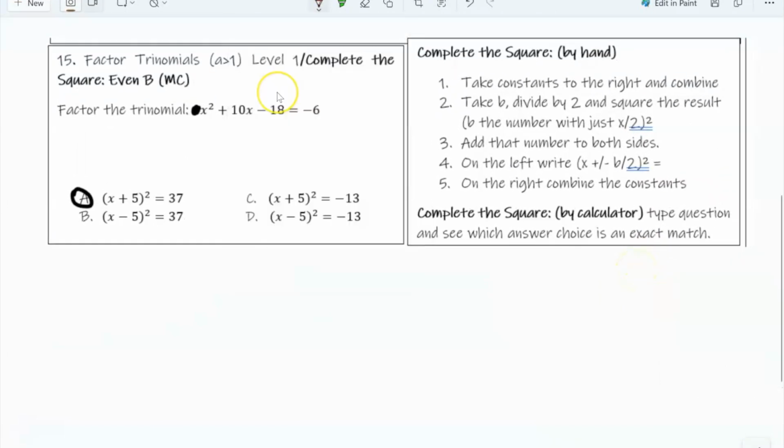All right, so we're going to take the constants. And what is a constant again? Anything that does not have a variable. So that's going to be -18 and -6. Those are my constants. Take them to the right and combine them.